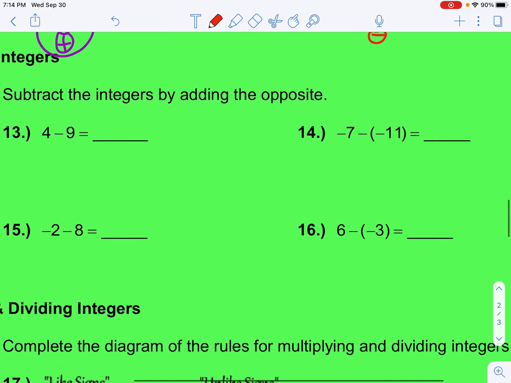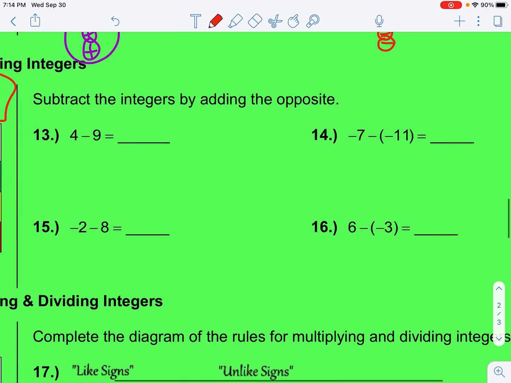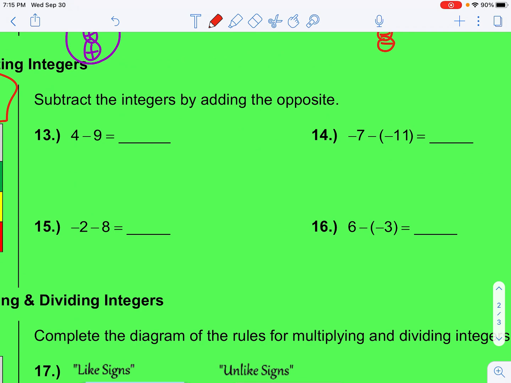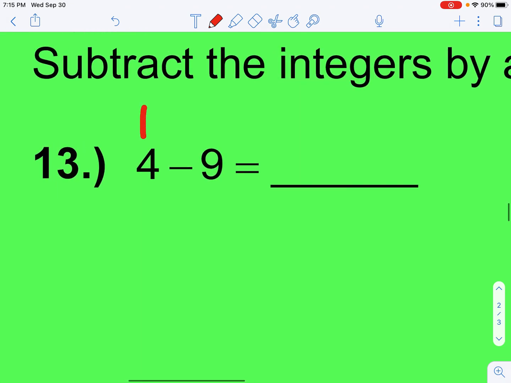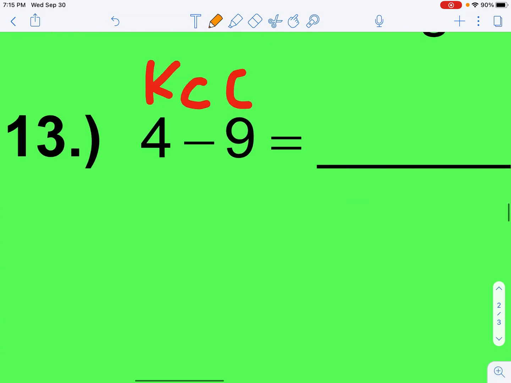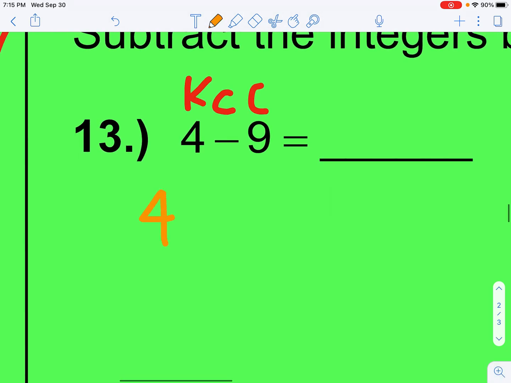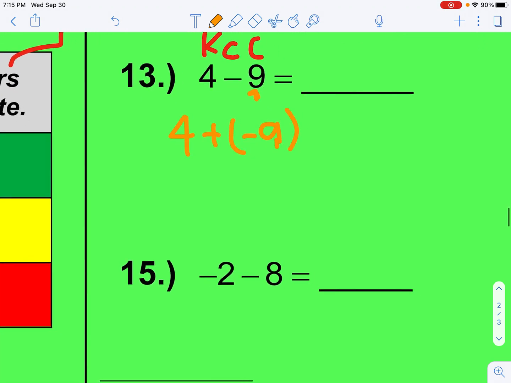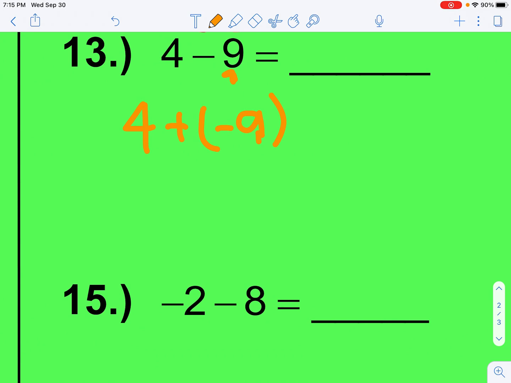That was lesson 3. Now we're on to lesson 4. So we need to subtract the integers by adding the opposite. So remember, when we add the opposite, that's where we do keep, change, change. Alright, so we're going to keep the 4. We're going to change the minus sign to a plus sign and change this +9 to a -9. Alright, and now you can choose to either use a number line, use 0 pairs, or use those tricks that we learned in the last lesson.